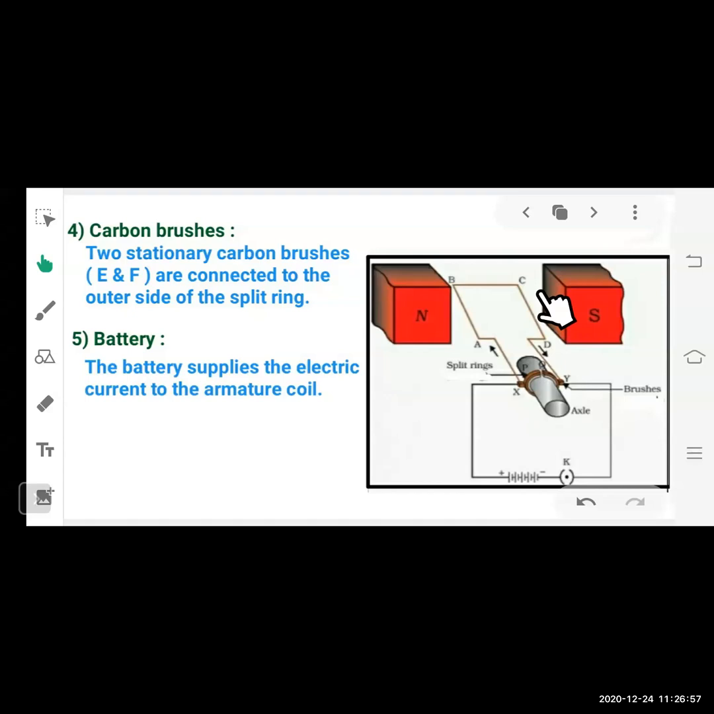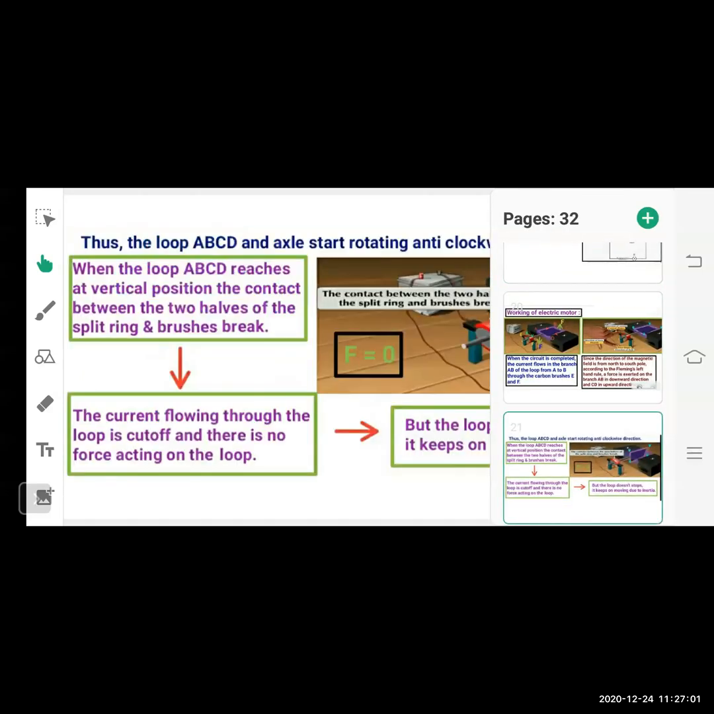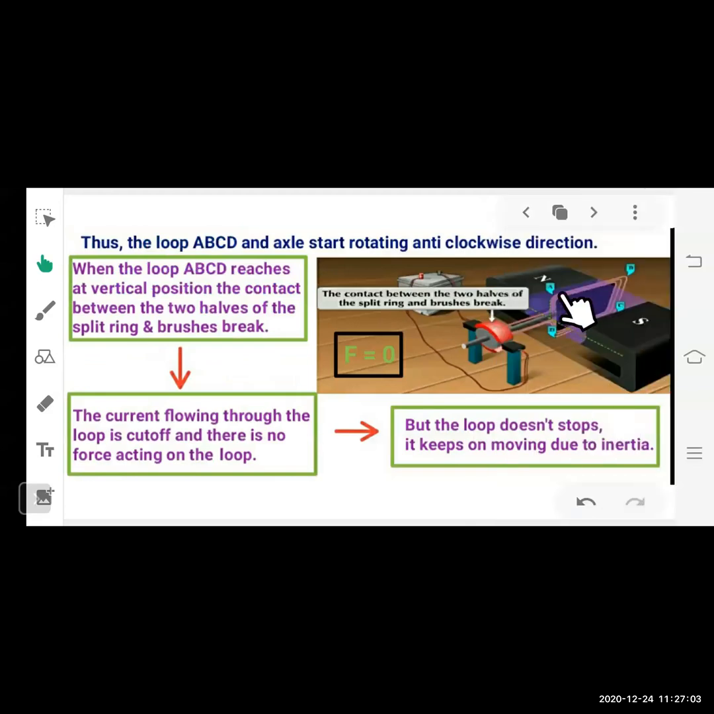So after completing the half rotation, what happens? The armature coil comes in a vertical position. In that case, when the coil comes in vertical position, the split ring is also rotating along with that armature coil. At that condition, you can see that the connection between the brushes and this coil, this is the split ring, breaks.